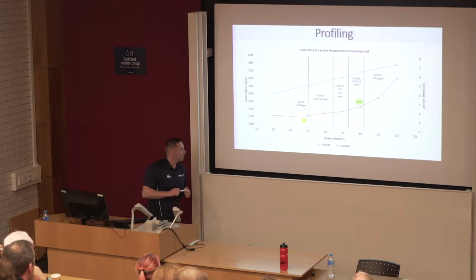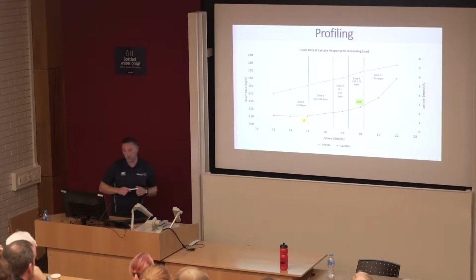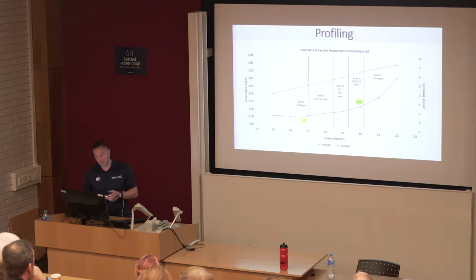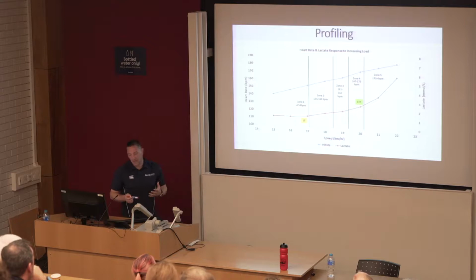So again, when we're in the lab, and this is a real life result of a PXT test by one of our top marathon runners, basically what we're looking to do is identify your heart rate and your blood lactate response to increase in exercise intensity, increase in exercise load. This particular athlete started at 15k an hour, and then we progressed right up to 22 kilometers an hour. What we're looking for is individual lactate deflection points within that curve.